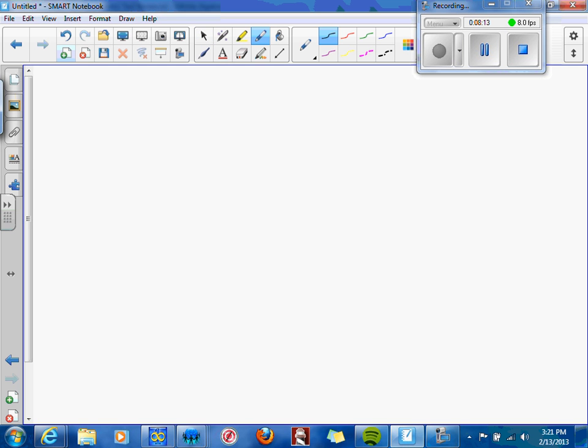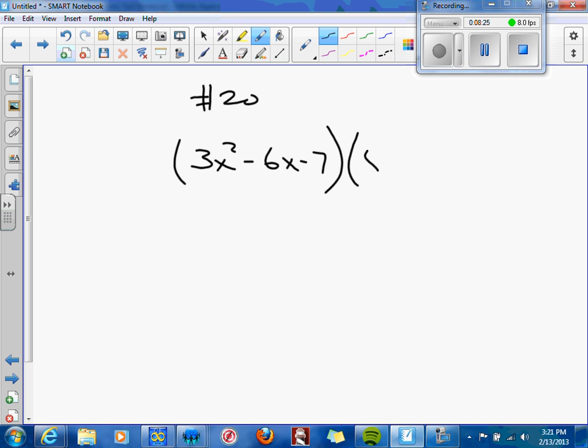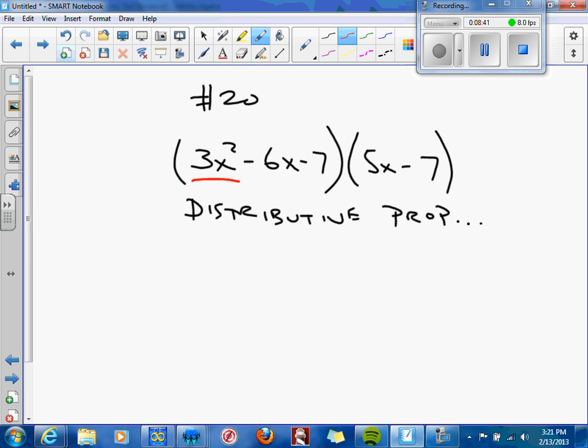Rajni, what you got? Okay, so what's going to happen is I'm going to take this term and I'm going to multiply it to this. That's going to be 3 times 5 is 15. X squared times x is x cubed. 3 times negative 7 is negative 21. And x squared times nothing is just x squared.